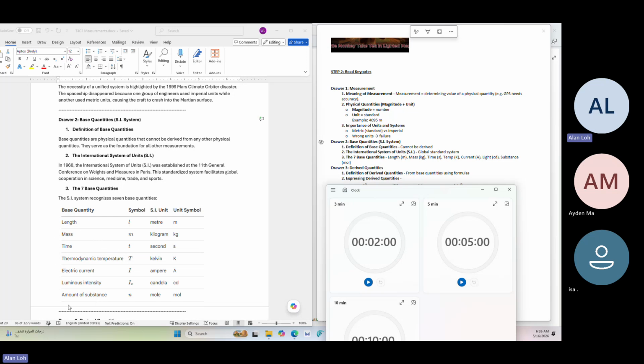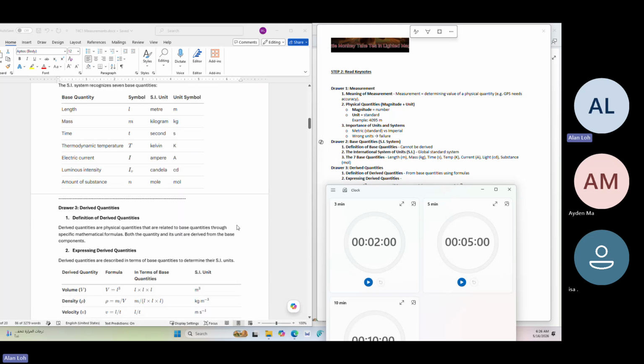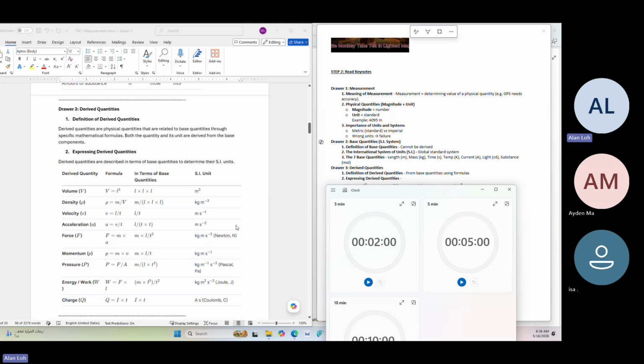There are 7 base quantities. What are the 7 base quantities? If you do not remember them and you have the tendency to memorize, obviously you would not be able to memorize them in 2 minutes, so don't worry. We have another way to help you remember it easily. For now, you just need to know there are 7 base quantities, and maybe some of the very common ones like time, length, and mass. That's it. And for the derived quantities, you don't need to memorize them.